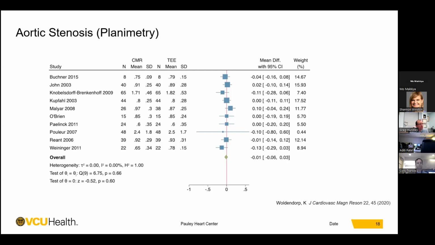Now, here is a meta-analysis of several studies where they did a comparison of cardiac MRI to transesophageal echo in the assessment of aortic valve area. We see here in the forest plot of aortic valve area measurements, the mean and standard deviation for CMR and TEE demonstrate no significant differences between the two modalities.